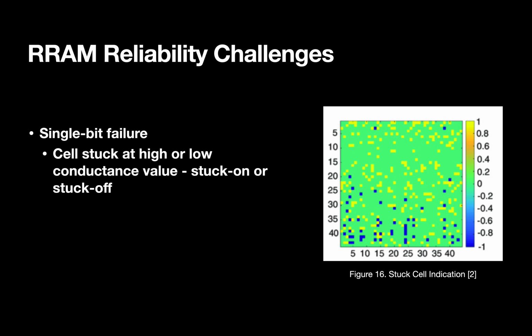The high defect rate leads to reliability issues. For example, due to single bit failure, a cell can get stuck at a high or low conductance value. And with increasing device failure rate, the accuracy of the neural network reduces drastically. To mitigate this issue, redundancy-based techniques can be used, however, they can incur complexity and error overheads.